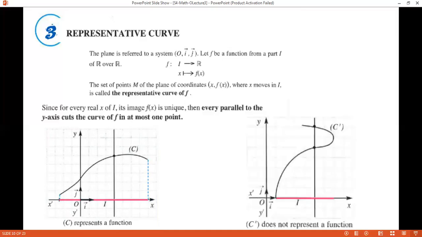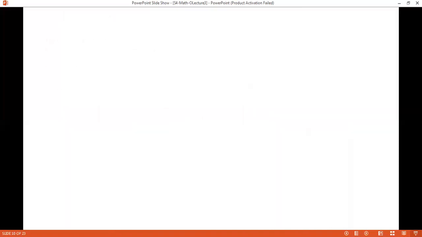If you look at this curve, I can find a line that cuts the curve in 2 points. In 2 points, it cuts the curve. So that represents that this is not a function. This is not a function. Why? Because I can find a vertical line that cuts the curve in 2 points. So this is not a function.